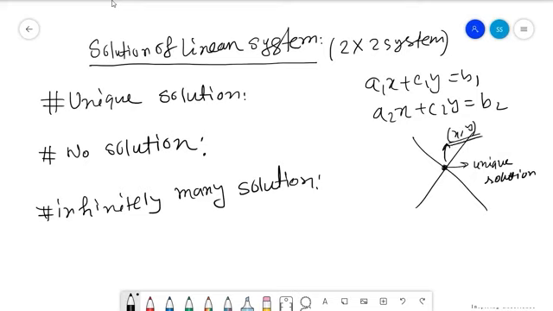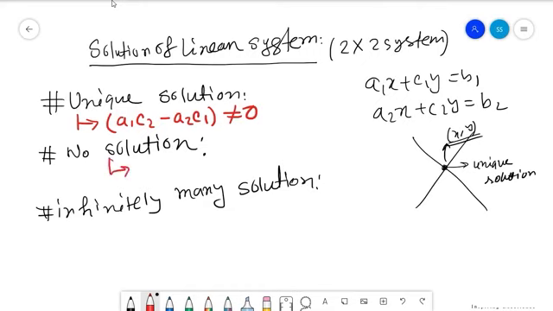This is only possible when a1 times c2 minus a2 times c1 is not equal to 0. I will justify why this is so.